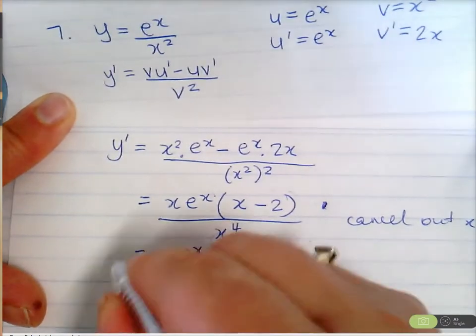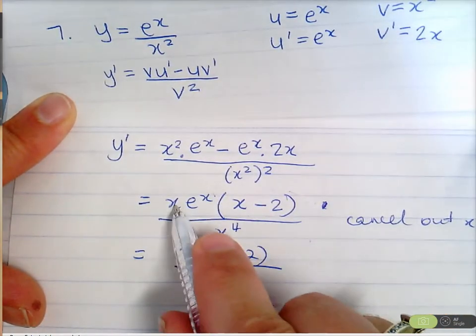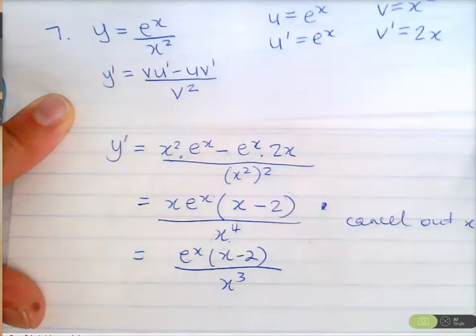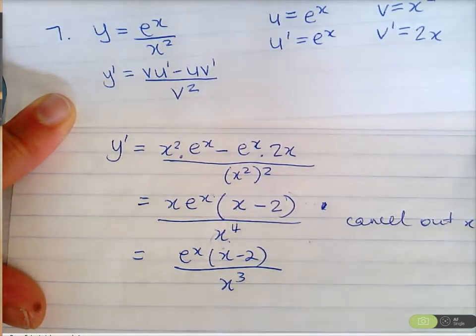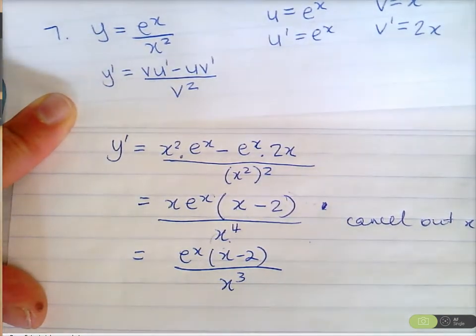Wait, so what did you say about if there was no bracket? If there were no brackets and I had x e to the x minus 2, you can't. As soon as you see pluses and minuses that are outside of brackets, forget cancelling.